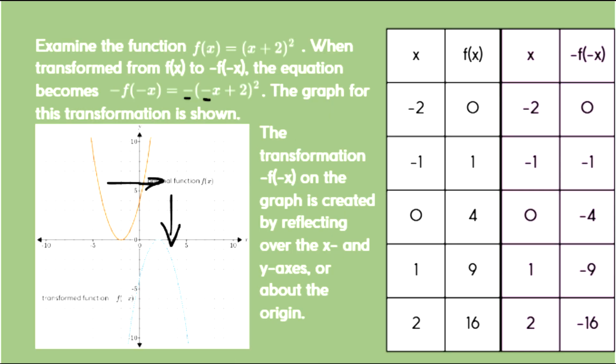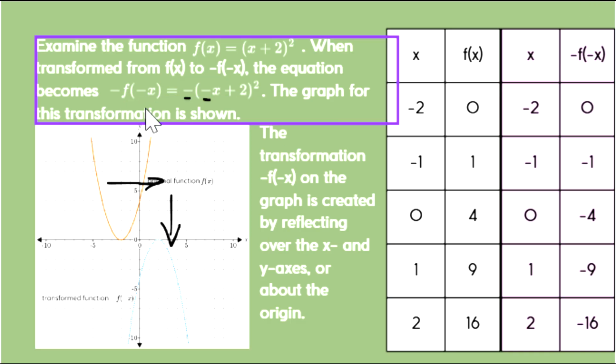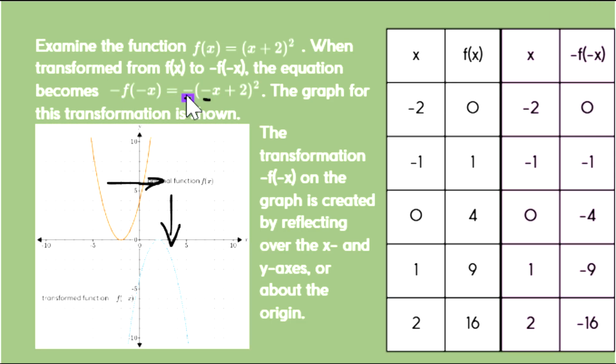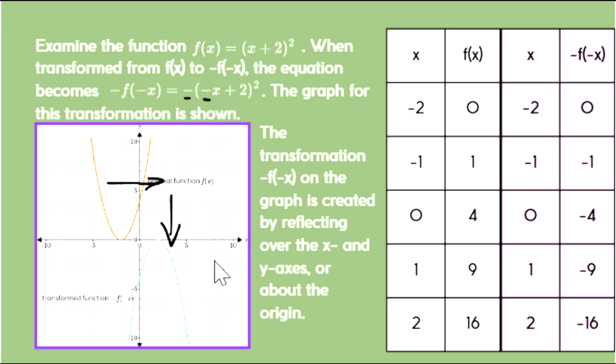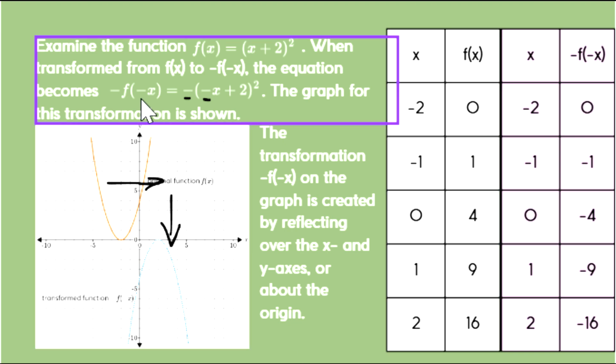So examine the function f of x is equal to (x + 2) squared. When transformed from f of x to negative f of negative x, the equation becomes, turn on your brain for a minute here, negative f of negative x. This negative f makes the whole problem negative. So we put this negative sign and put everything else in parentheses. Okay? Negative x means each x becomes negative. So we have another negative attached to this x. Okay? This will make more sense as we go along. It's not a huge part of this lesson, don't worry.